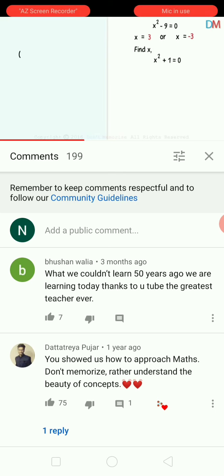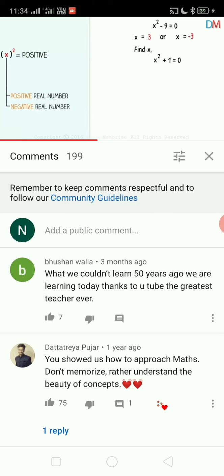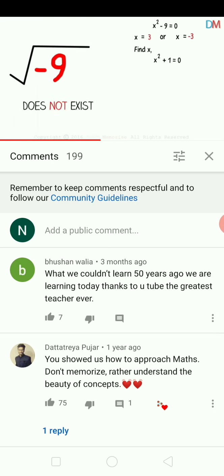Whenever we considered the square of a number, say x, the result was always positive, whether the number x was a positive real number or a negative one. We always got a positive result. And we had learned that a negative number did not have a square root. So if we had a number like negative 9, we said that its square root did not exist.